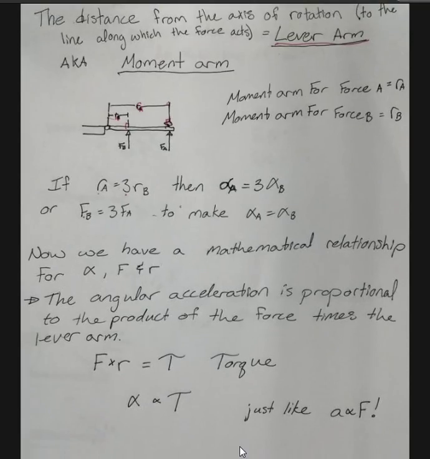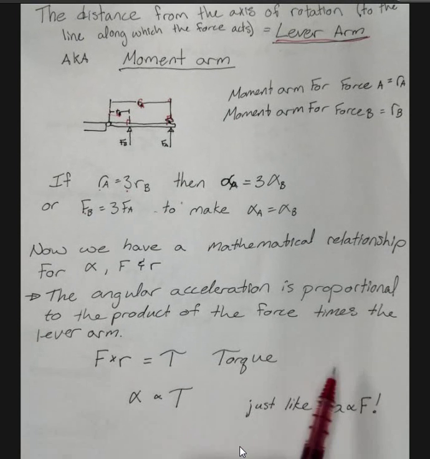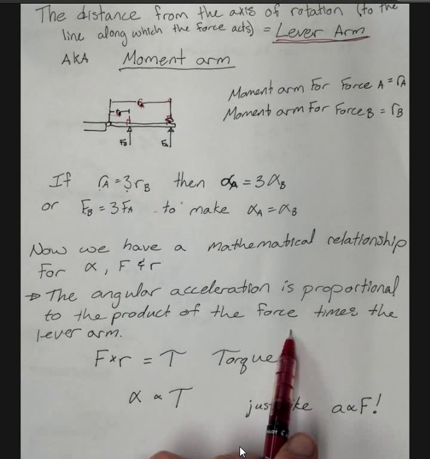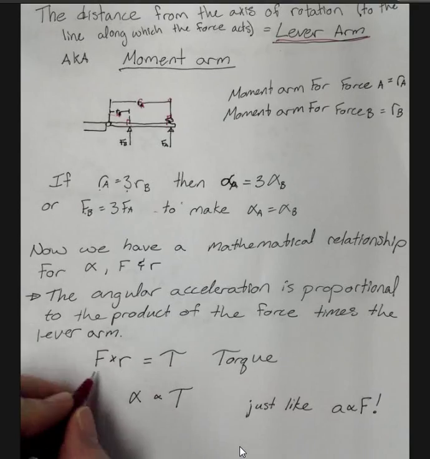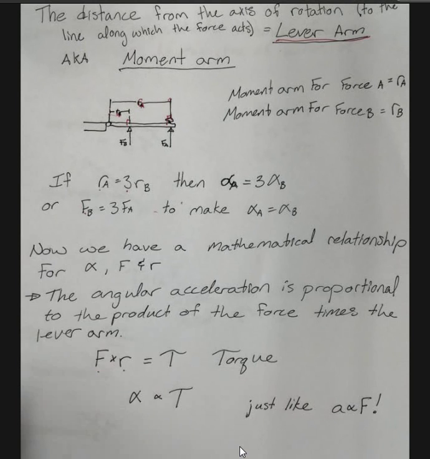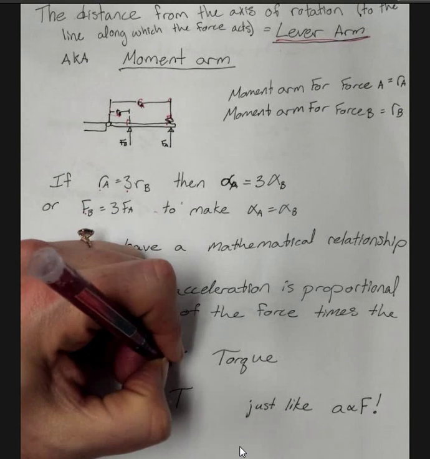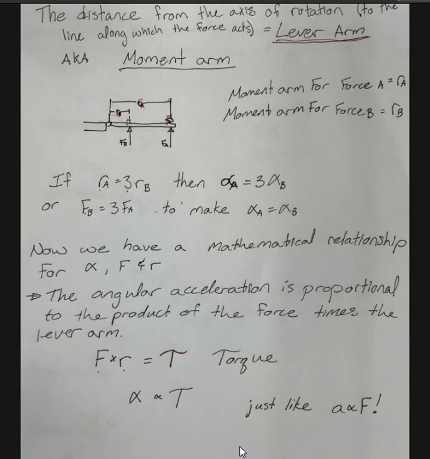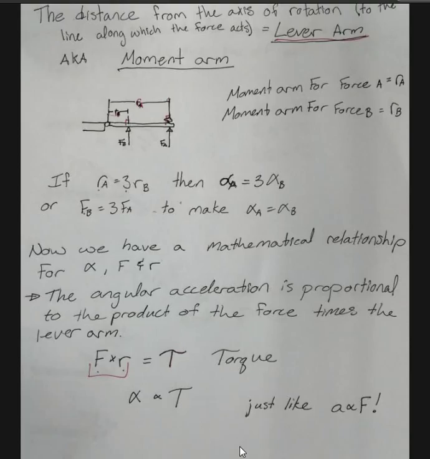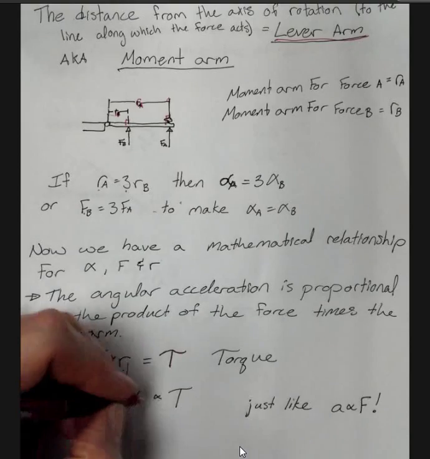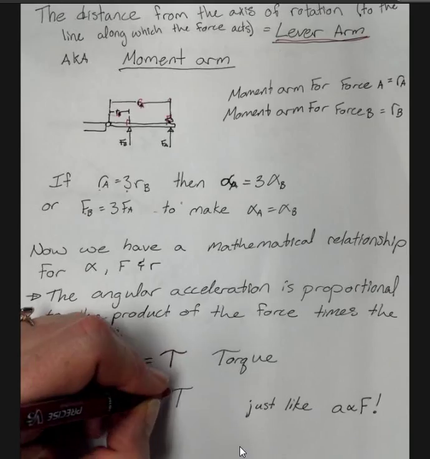So we're going to put it together as a proportionality. The angular acceleration is proportional to the product of the force times the lever arm. That's what we're saying. So we're going to give force times the lever arm its own symbol. It's tau, and that tau stands for torque. So that means that force times lever arm is equal to torque. And we know that torque, or these two values, are directly proportional to the angular acceleration. So that means that angular acceleration is proportional to torque.